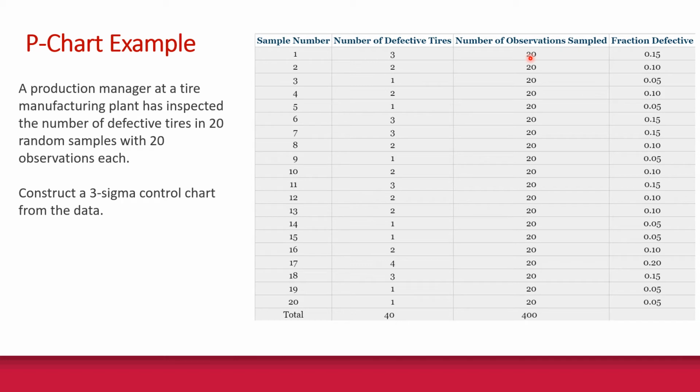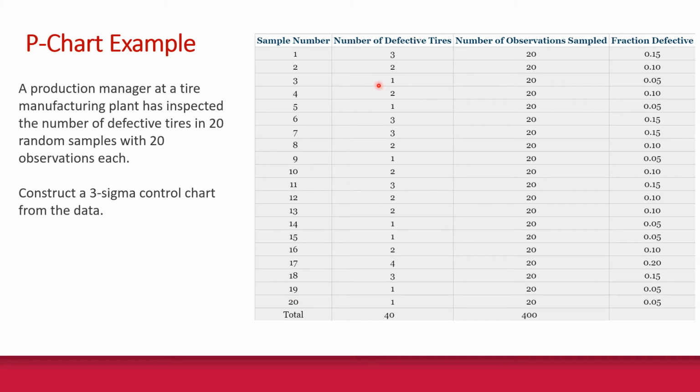But let's say, for example, in the first hour we pulled off 20 tires and we had 3 defective. So the fraction defective in this sample would be 3 divided by 20, which is 0.15. Next hour we pull off 20 tires, we have 2 that are defective. 2 divided by 20 is 0.1, and so on. We just continue this for the entire 20 samples that we take.